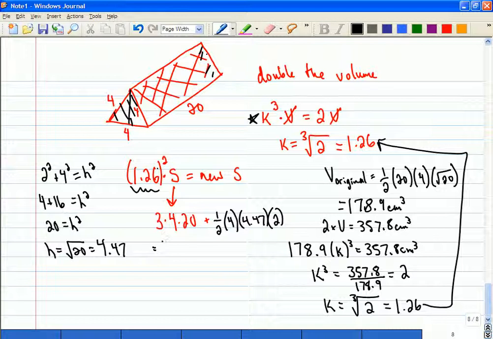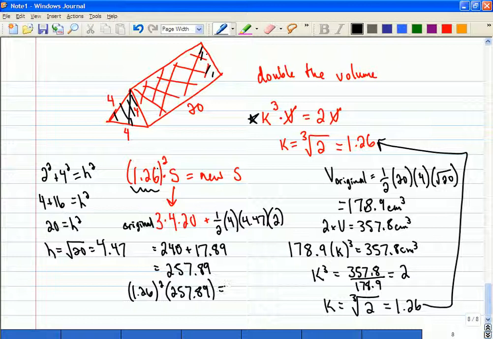So anyways, the surface area that we get from that is going to be, let's see, 240 plus 17.89. So that's 257.89. And that's from the original dimensions. And if we know that we're now using a scale factor of 1.26, and this is area, so I'll see it twice, then we can figure out what the new one is. That's better. So we should get 409.4 centimeters cubed.